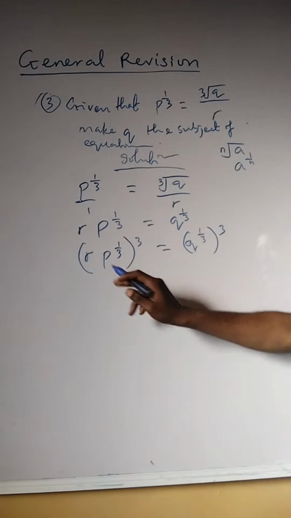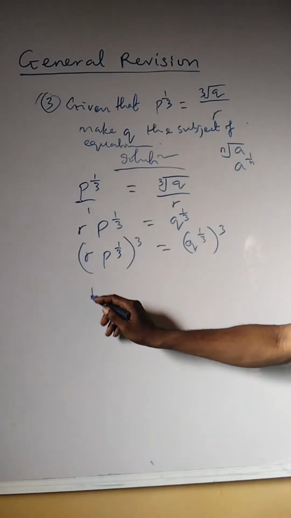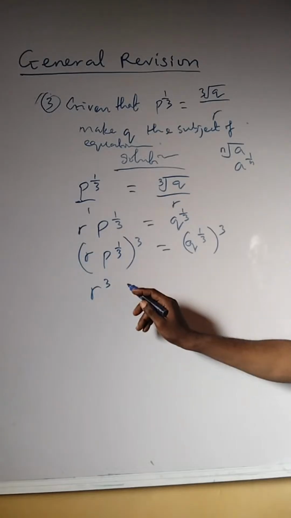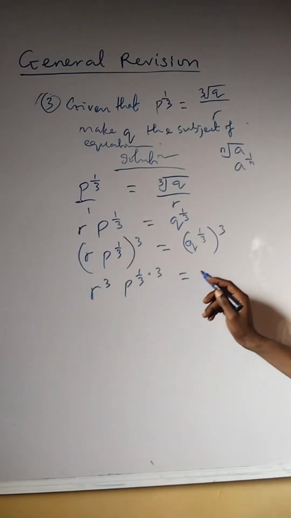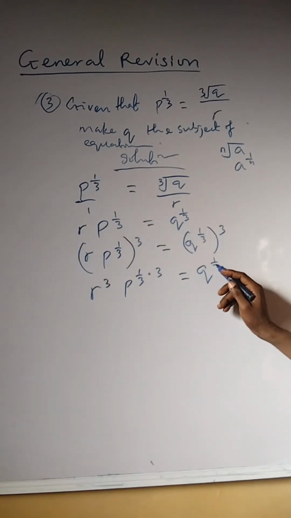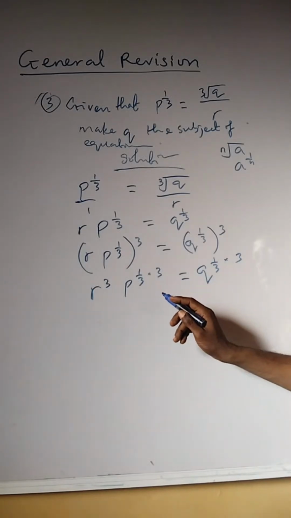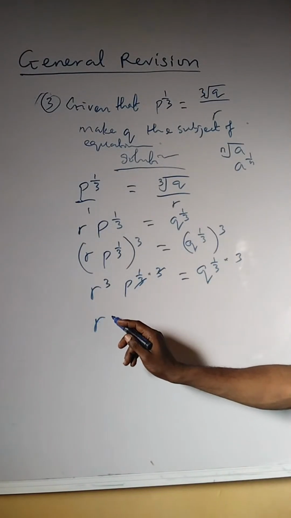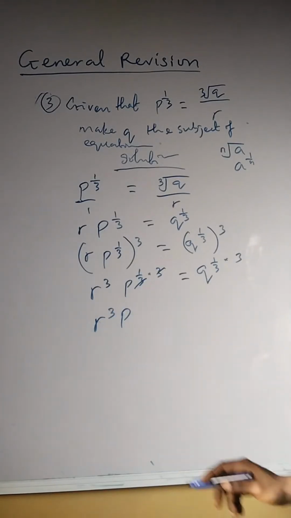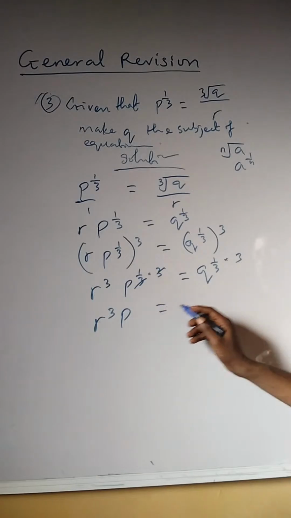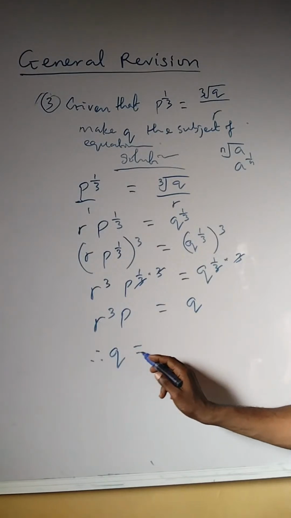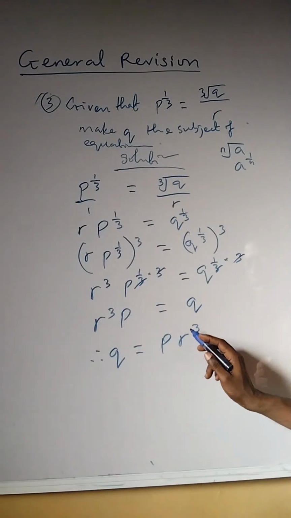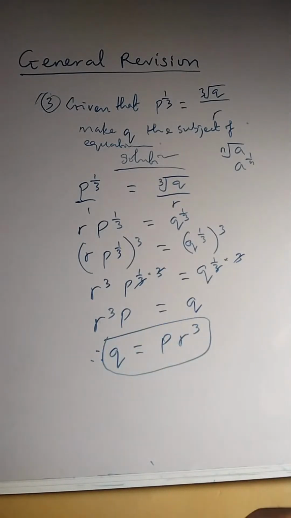Don't forget, the power of 3 here will affect r. So we have r raised to power 3, and it will affect this as well. We have p raised to power 1 over 3 times 3, then equals also this, we have q raised to power 1 over 3 times 3. Here this cancels. We have r raised to power 3 p equals, this also cancelled, we have q. Therefore, q is now equal to p r raised to power 3. So here we have already made q the subject of this formula.